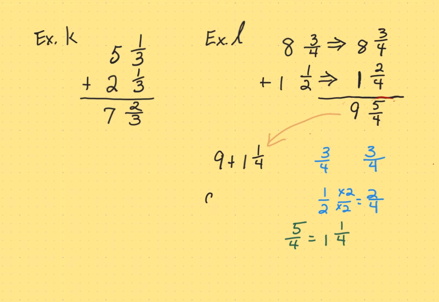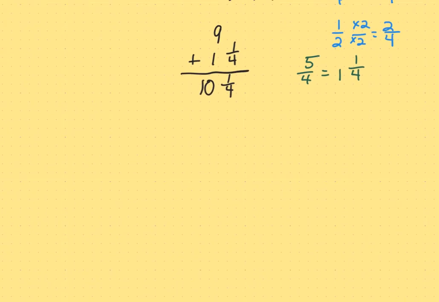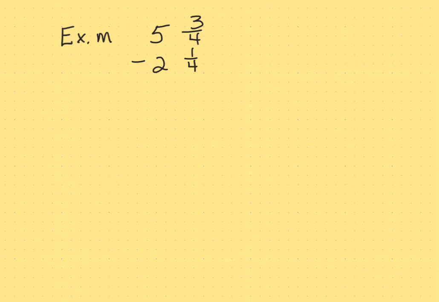Which is easier to do if you write it as 9 plus 1 1/4 vertically. 9 plus 1 is 10, and nothing plus 1/4 is 10 1/4. So our final answer here is 10 1/4. All right, but what about subtraction? Okay, subtraction with mixed numbers is also easy if you have a common denominator in the fractions.